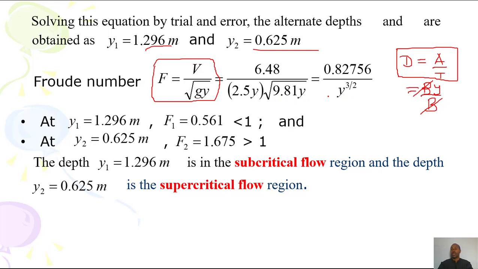Then if you substitute y for y1, 1.296, F1 will be this one. Since it is less than 1, it is subcritical flow. Subcritical flow. And for the second depth, 0.625, you have supercritical flow.